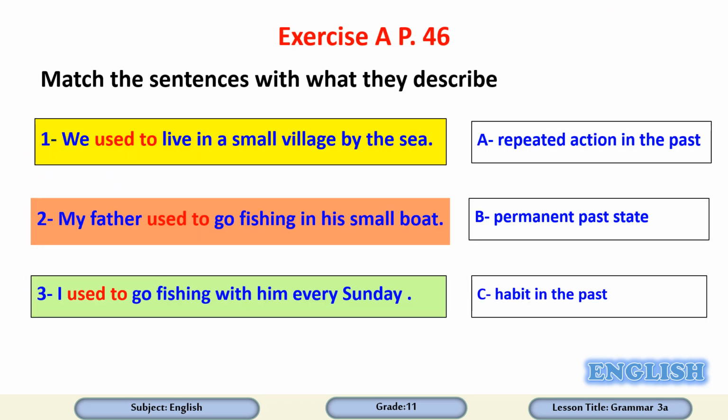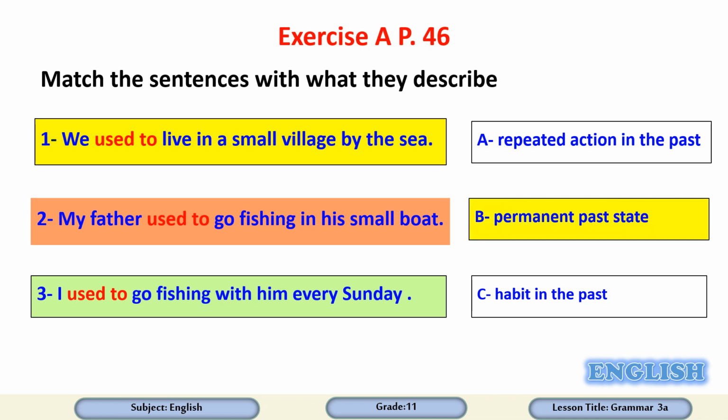Let's now do these tasks together. We have 3 sentences on the left, and on the right we have 3 uses of used to. Pause the video and match the sentences with their uses. If you have finished, let's begin. Sentence number 1. We used to live in a small village by the sea. What does the sentence describe? Very good. It describes a permanent past state.